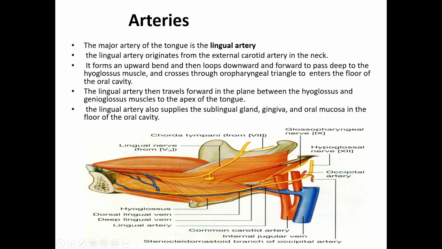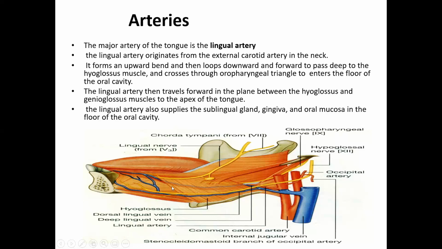When it enters into the oral cavity, it supplies the tongue. It passes deep to the hyoglossus muscle. I told you before, the hyoglossus muscle is a landmark: the lingual artery passes deep to the hyoglossus muscle, while the lingual nerve and the hypoglossal nerve pass external to, or superior to, the hyoglossus muscle. The lingual artery then travels forward in the plane between the hyoglossus and the genioglossus muscle to the apex of the tongue, where the deep lingual artery supplies the body, and the dorsal lingual artery supplies the root of the tongue.